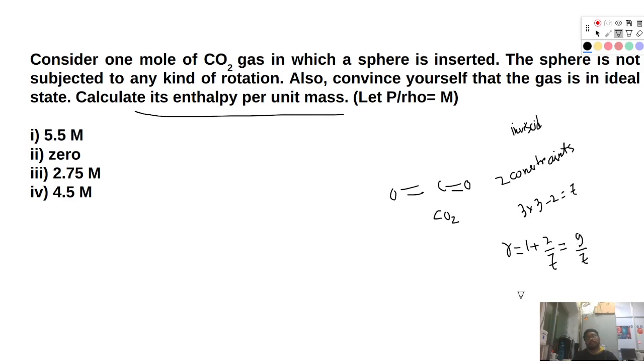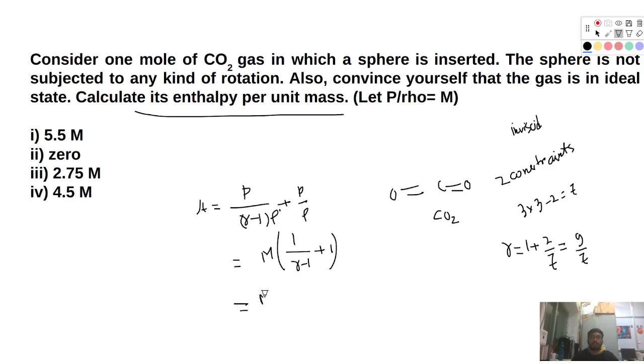Now you know the enthalpy formula, which is P by (gamma minus 1) rho plus P by rho. Now you have to put this value in and also take this m. So you have 1 by gamma minus 1 plus 1.